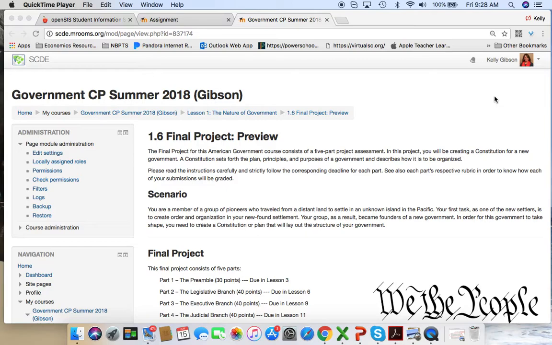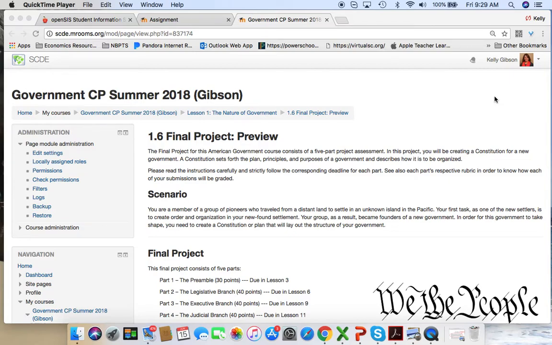Now, here's the scenario. You are a member of a group of pioneers who traveled from a distant land to settle in an unknown island in the Pacific. Your first task as one of the new settlers is to create order and organization in your settlement. Your group, as a result, became founders of a new government. In order for this government to take shape, you need to create a constitution or plan that will lay out the structure of your government.